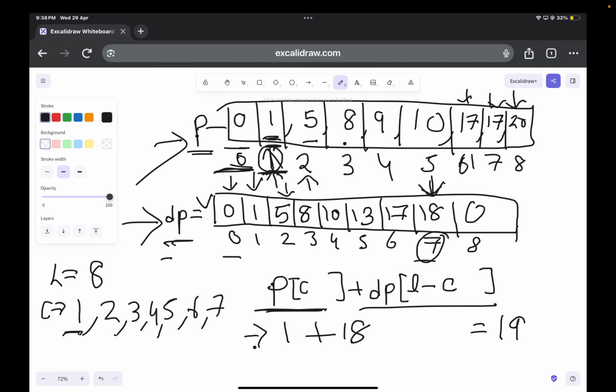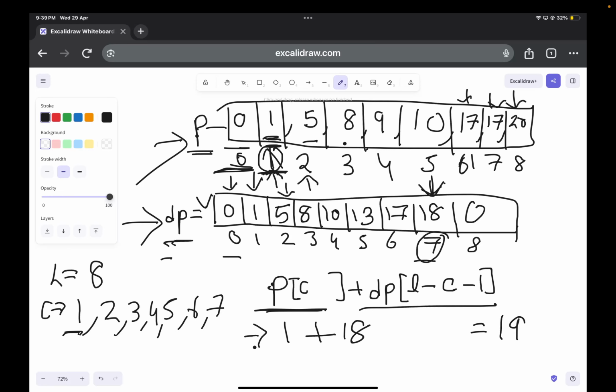Okay, is it 19? Is 19 possible in any way? Check it. No, sir. Then what mistake are we making in this formula? In the formula, can we add dp of L minus C minus 1? So if you are doing this, then you have to do plus 1, right?